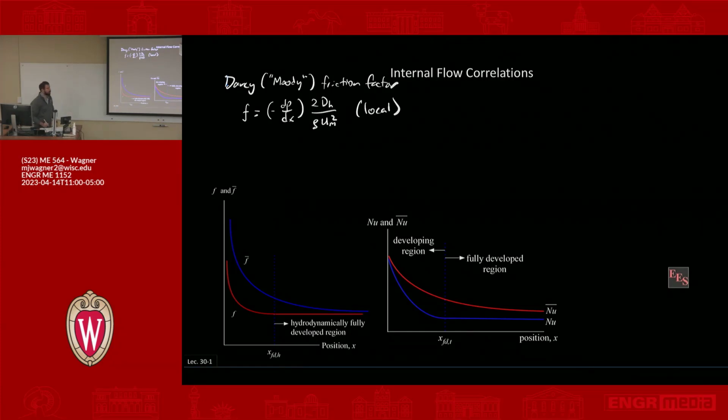If you want the average friction factor, you can achieve that by saying F bar is equal to just P at x equals 0 minus P at x equals L divided by L. So that's our rough approximation of dP dx over that interval 0 to L times 2 dH over rho um squared. So this is average.